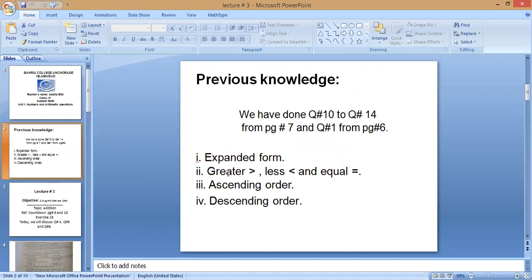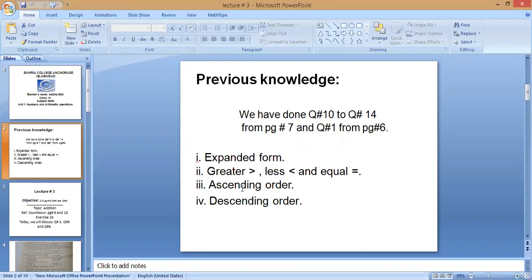After this, you got greater, less, or equal symbols. What is greater? In greater side, you have open end. You have open sides. And for less, you have closed end. And for equal, you have these two equal lines.